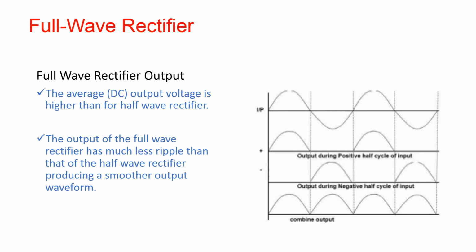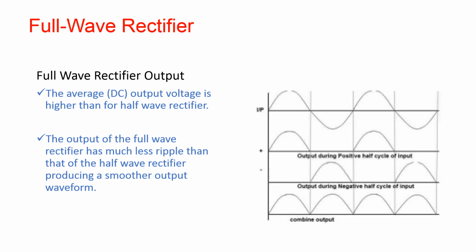Now this is the output waveform of a full wave rectifier. The first one is showing the AC waveform. For the positive half we are getting an output, and for the negative half also we are getting an output, and the combined output of both will be the sum of the upper one and the lower one. So the average output voltage is higher than for a half wave rectifier, because here for both the halves we are getting an output.